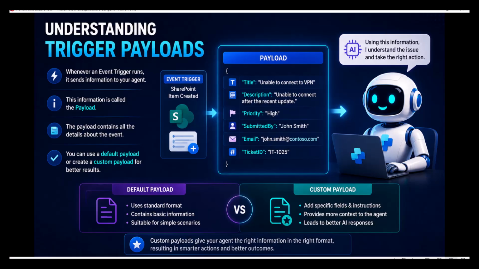Now let's understand the trigger payload. Whenever an event trigger runs, it sends information to the agent. This information is called the payload. The payload contains all the details about the event. For example, if a SharePoint ticket is created, the payload may include title, description, priority, submitted by, email address, ticket ID, like this. You can either use the default payload or create your own custom payload. I'll show you in the video, which gives your agent more useful information. The custom payload usually produces a much better AI response.